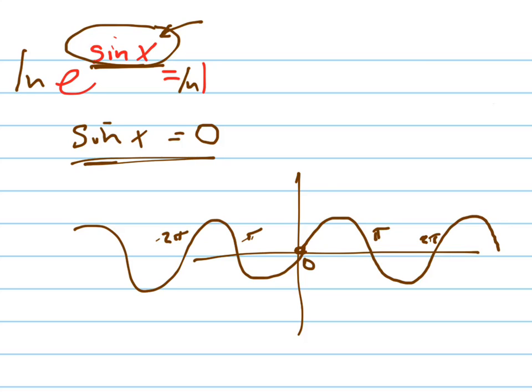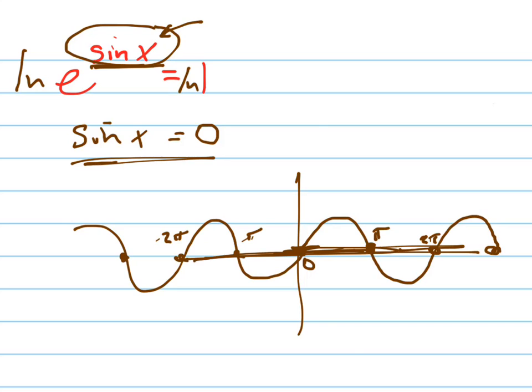Well, when does the sine of x equal 0? Look at my picture. It equals 0 at 0. Like here's where it equals 0, right? It equals 0 at pi, at 2 pi, at 3 pi, at negative 2 pi, at negative 3 pi, at negative 4 pi, etc. What's the best way to write that?